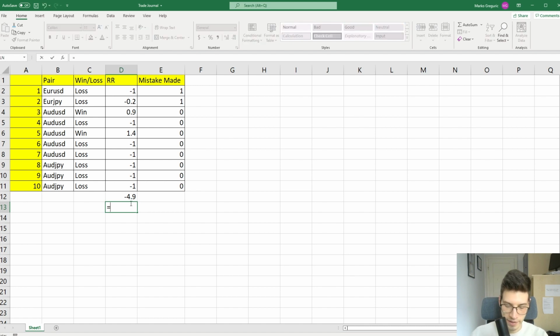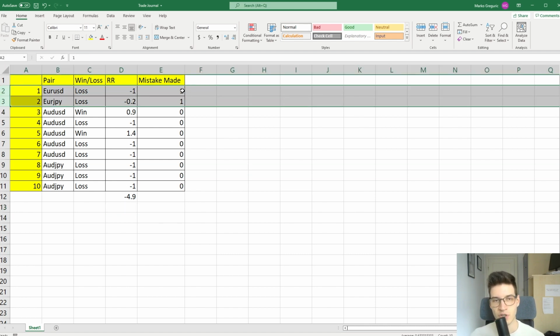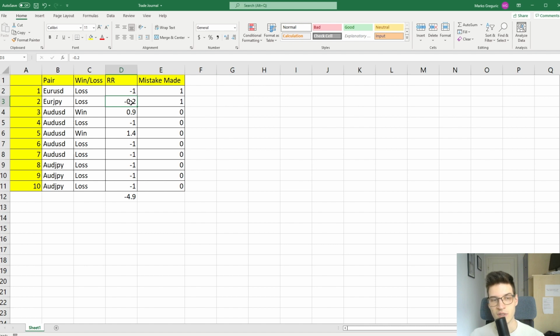And because I risked 0.5%, then I ended up with, so let's see, 0.5 times this, I ended up at minus 2.45%. And what is also important to know is that the first two trades I actually made the mistake because they didn't fit my plan. What was good is that I managed to reduce my risk on the second trade, so I didn't take the full minus 1 risk to reward, I took actually minus 0.2.